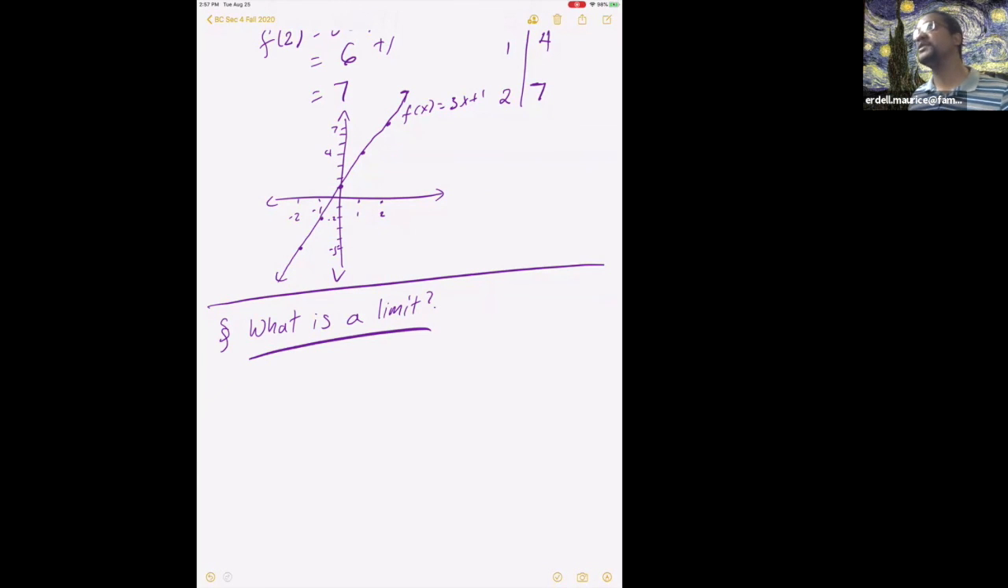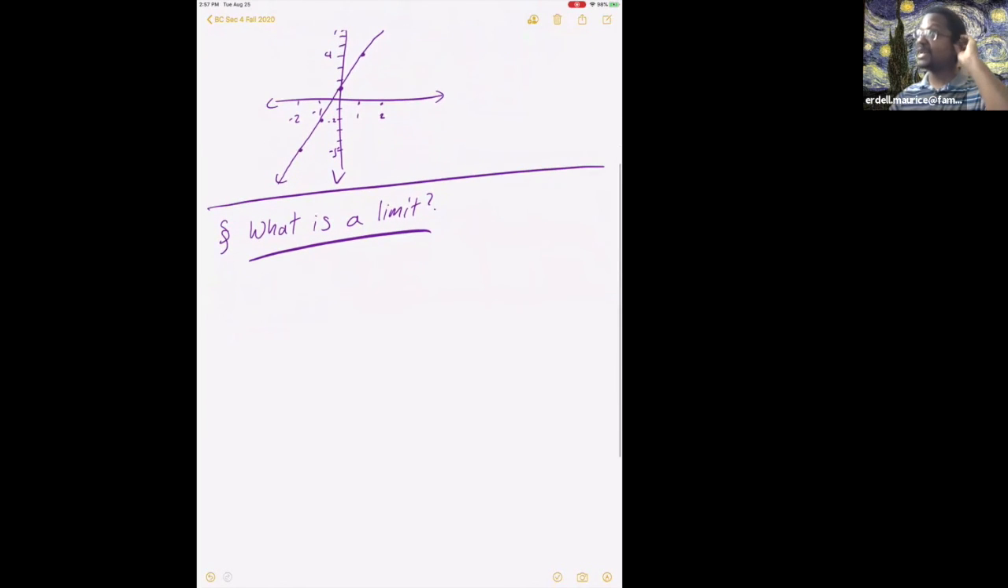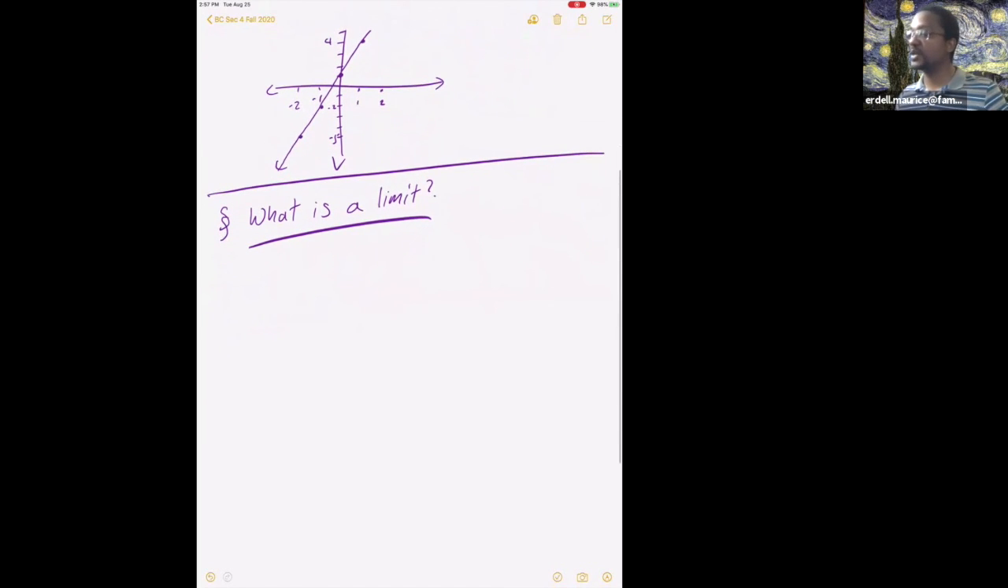I'm actually going to describe this in a weird way. I'm actually just going to find a limit for you, and then after I find the limit, I'm going to describe what I'm doing. I'm going to use exactly the same function to make my life and your life easier: 3x plus 1. I'm going to be making a table of values, and I'm going to be plugging in numbers.